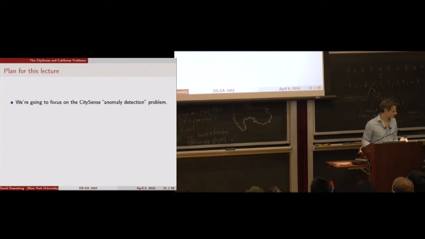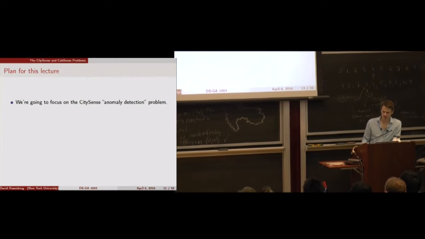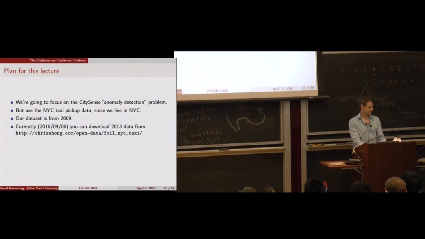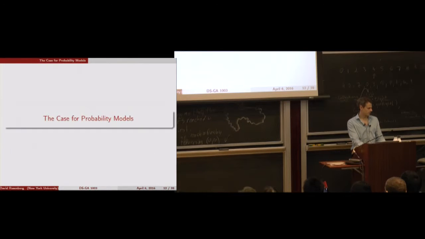But we're going to focus on the anomaly detection problem. It's a little bit juicier data science-wise. But just because New York City is more interesting, we're going to look at the New York City taxi data, which we also have, because we live here. You could download it yourself if you're interested. Some 2013 data.